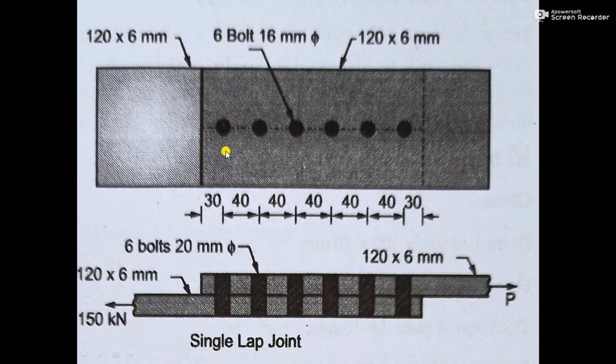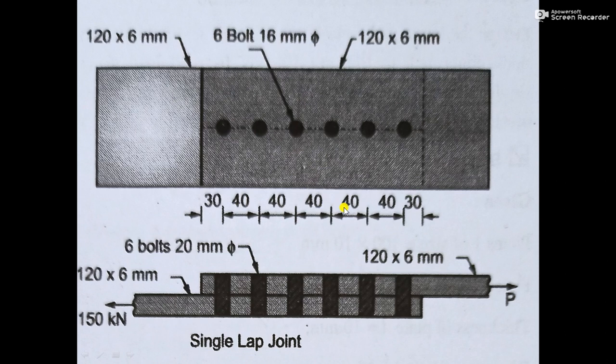Pitch is nothing but the center to center distance between two adjacent bolts, and edge distance is the distance from the center of the bolt to the nearest edge of the plate. This distance is the edge distance. Similarly, here is also an edge distance.